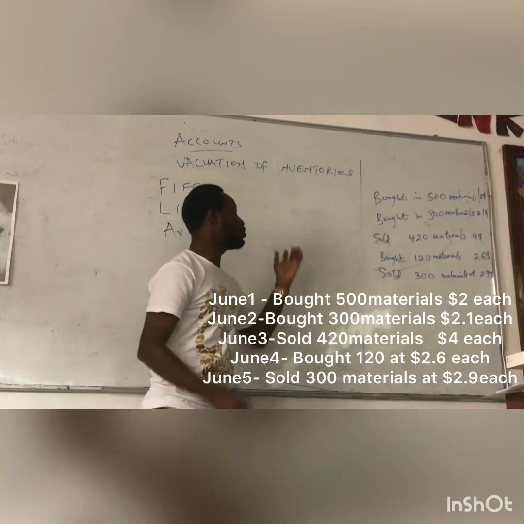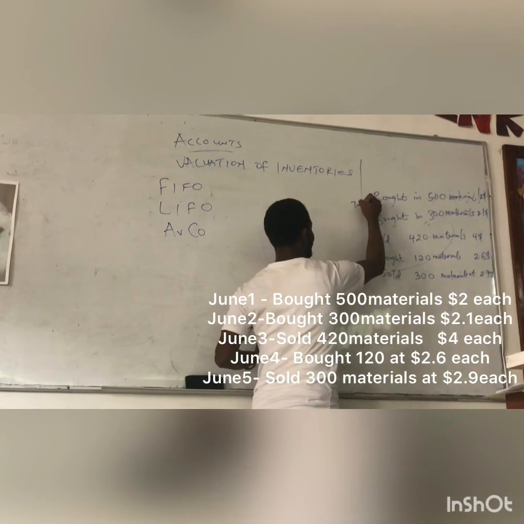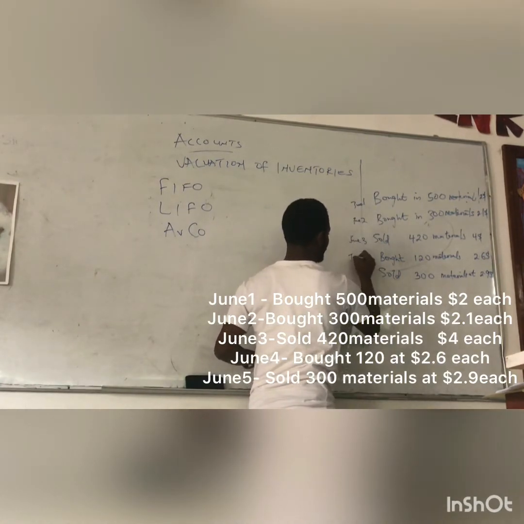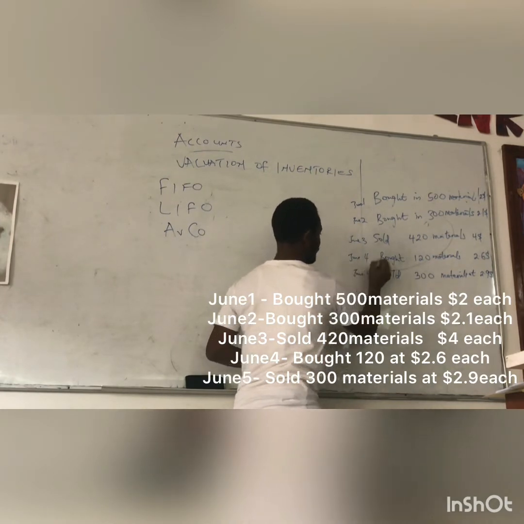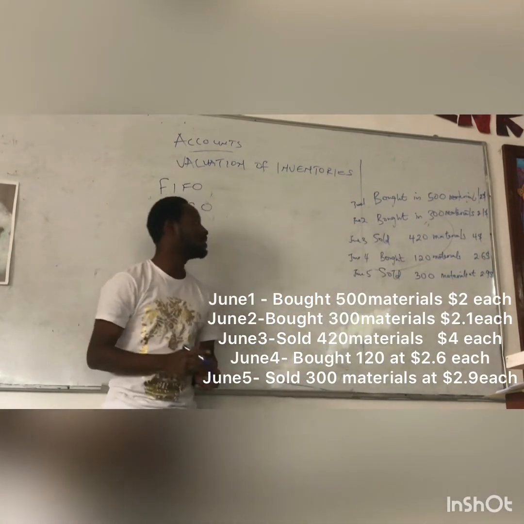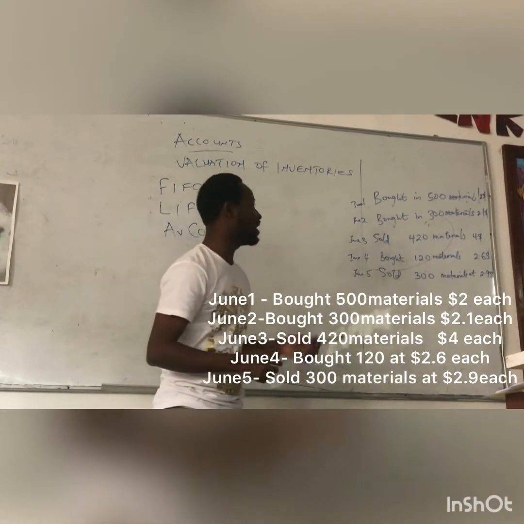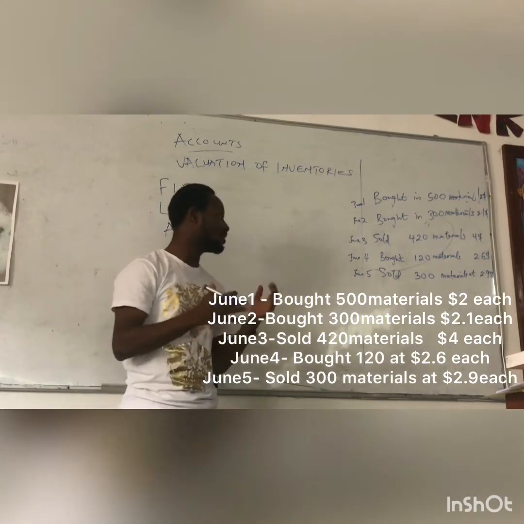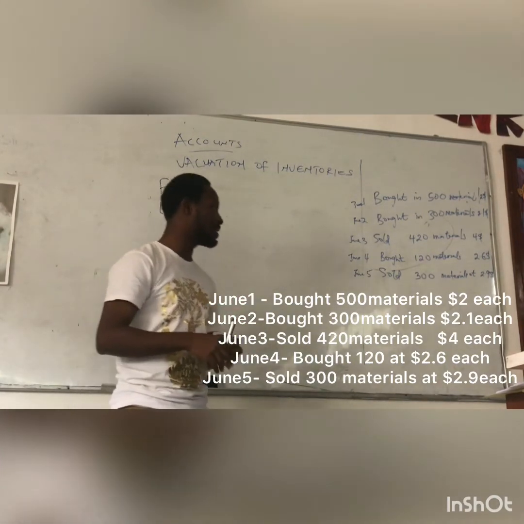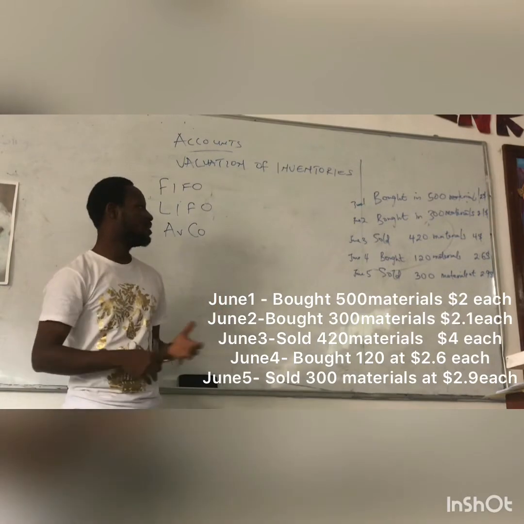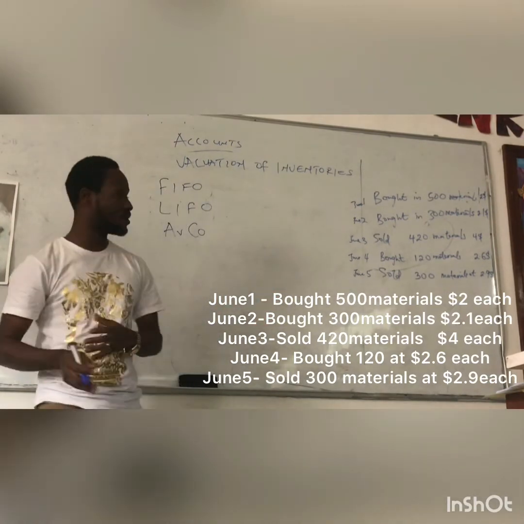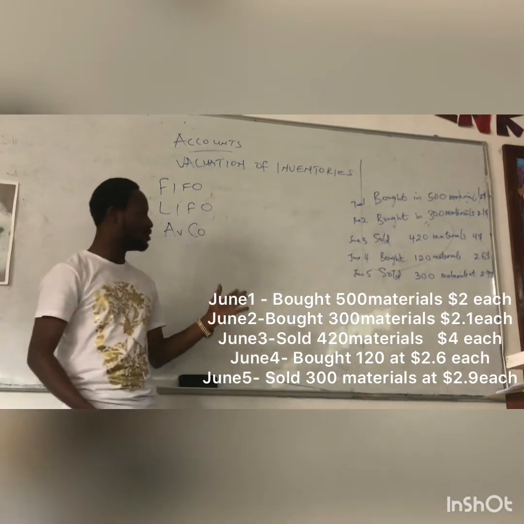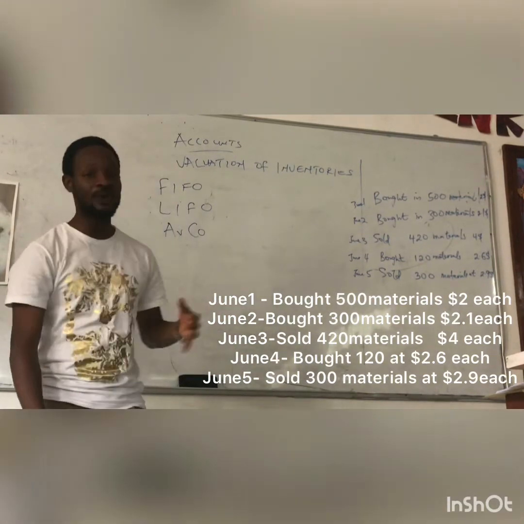So on June 1, let's put a date: June 1, June 2, June 3, June 4, and June 5. If on June 1, 500 materials are bought in at $2 each, on June 2, bought in another 300 materials at $2.1 each. Then on June 3, sold 420 goods. On June 4, bought 120 materials at $2.6, and on June 5, sold 300 materials at $2.9.